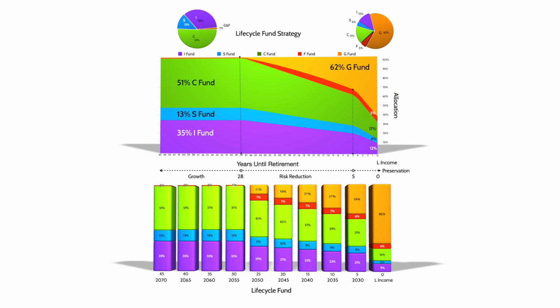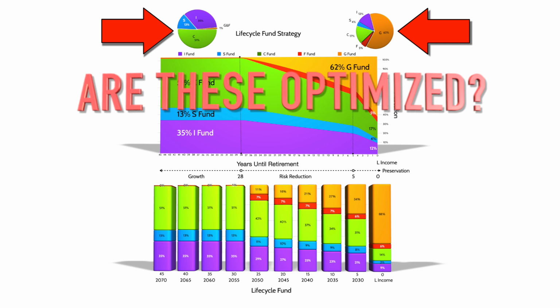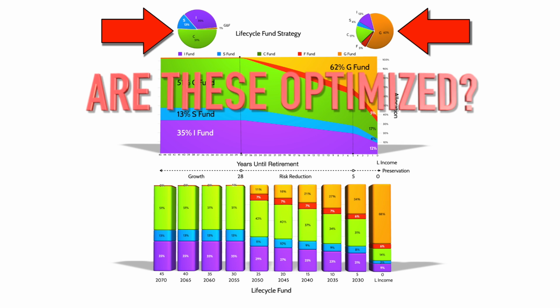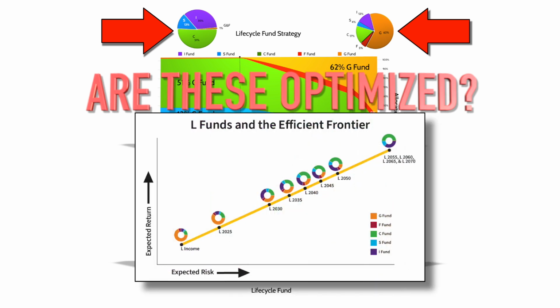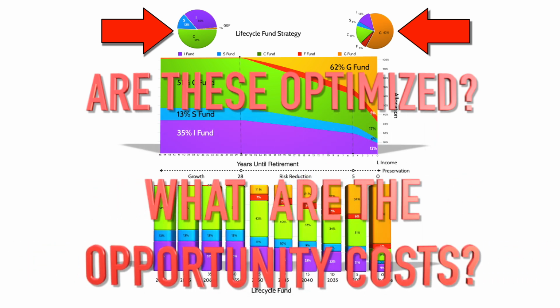So the 2 questions we need to ask are, how well are these allocations optimized for risk and return, which goes back to what investment experts call the efficient frontier, and what are the expected opportunity costs associated with starting to shift an investment portfolio for retirement 28 years before retirement?